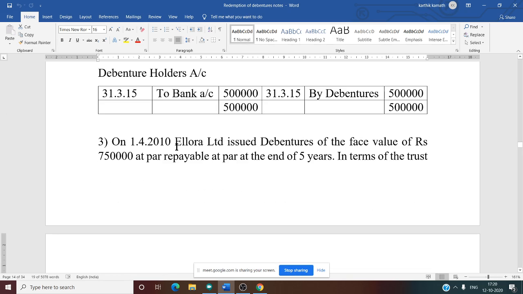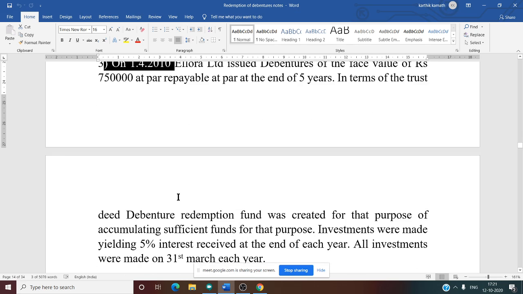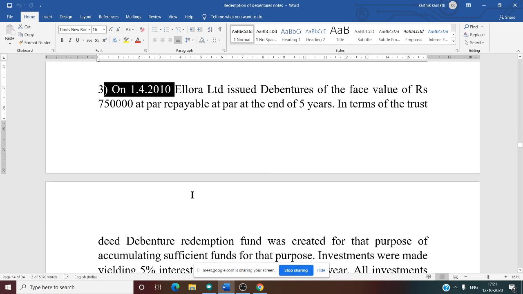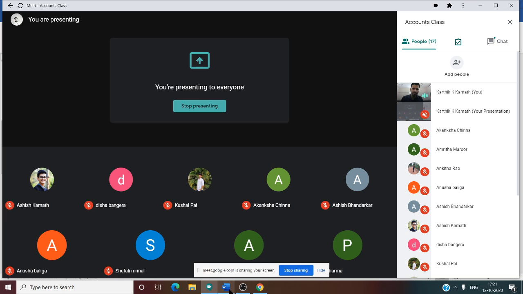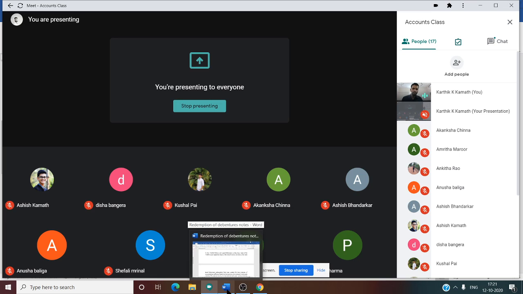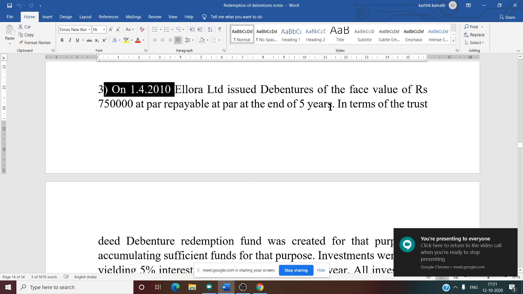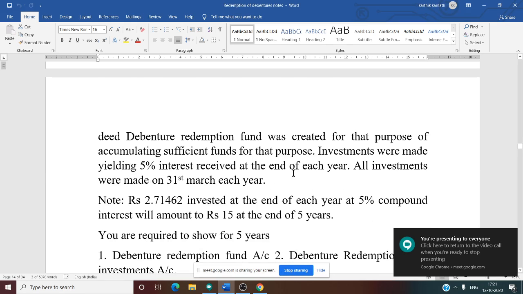So the first thing we need to see is the date. The issue date is 1/4/2010, and what is the payment date? They have said 5 years. After 5 years, 31/3/2015 is the payment date, because 5 years: 11, 12, 13, 14, 15. Okay, so you are required to prepare two accounts.